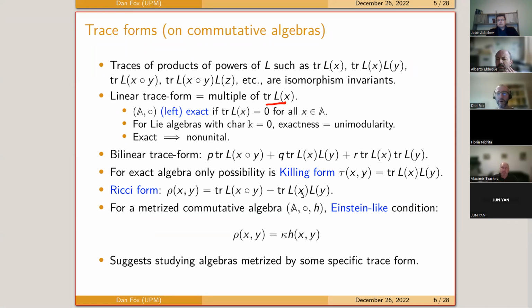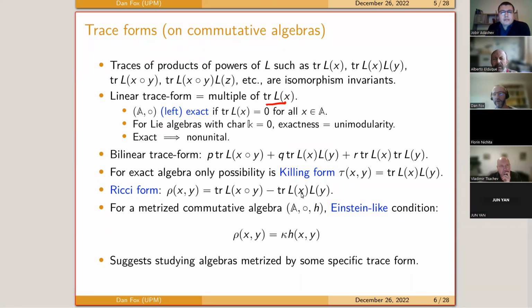Is there a question? I hear something. You cannot hear me? Now I can hear you better, yes. My question is, do you have some example of a metrized algebra which is not of this form in this notation, that's not metrized by a trace form?